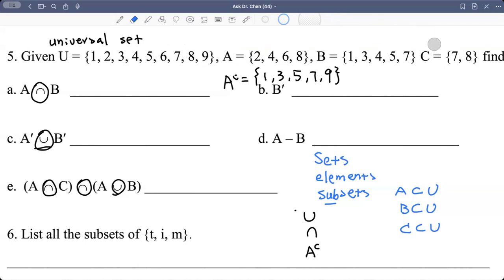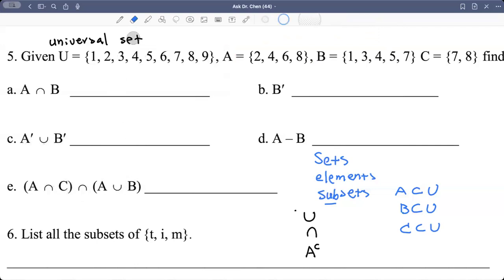Now, okay, let's try this question. The first one is to find A intersect B. A intersect with B. A has 4 elements. B has 5 elements. Intersection means the common elements, so elements in both sets.